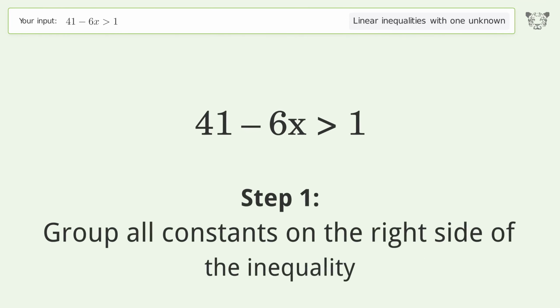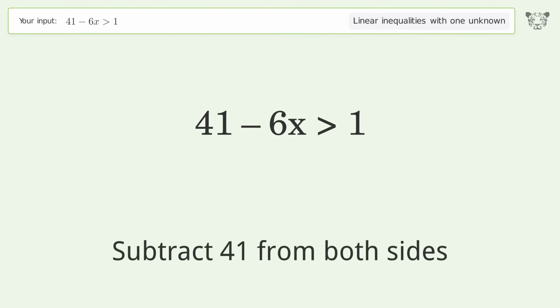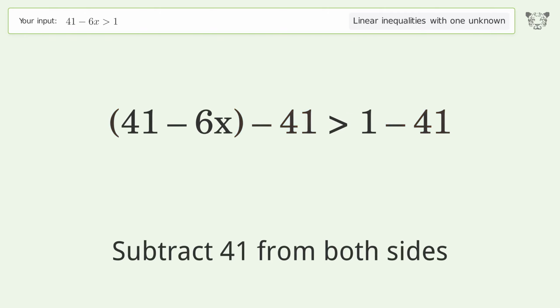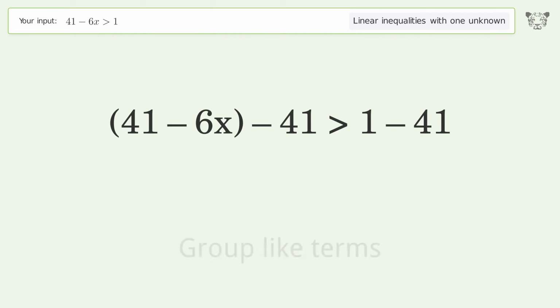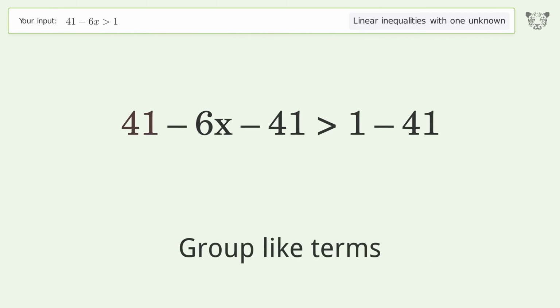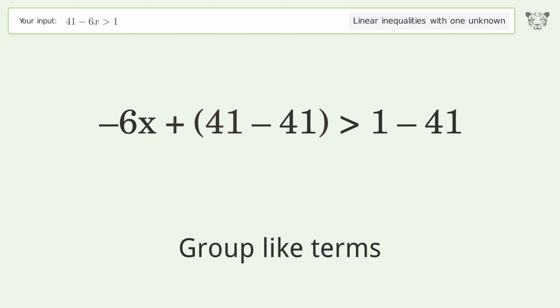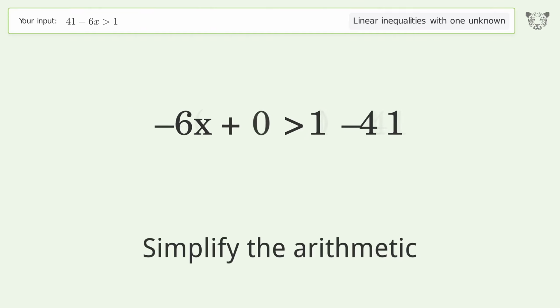Group all constants on the right side of the inequality. Subtract 41 from both sides. Group like terms. Simplify the arithmetic.